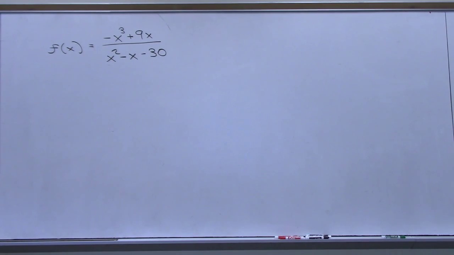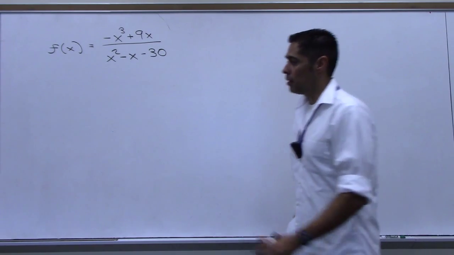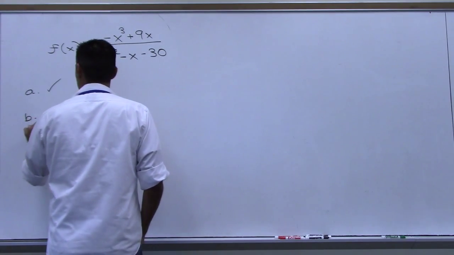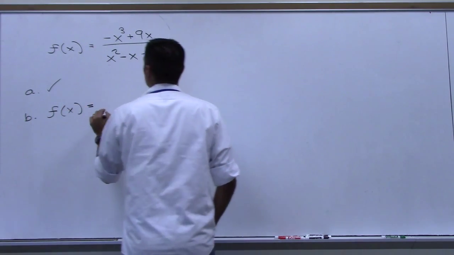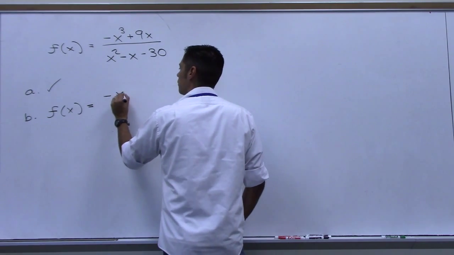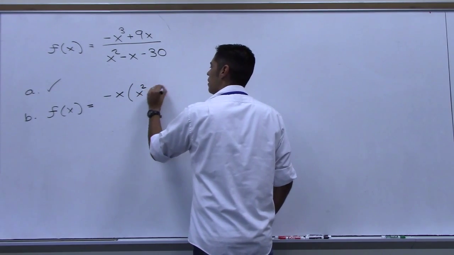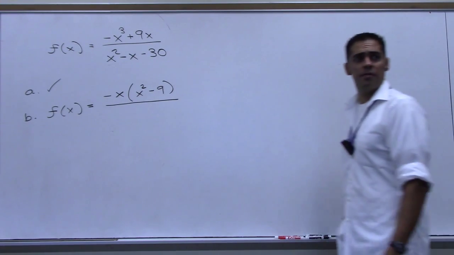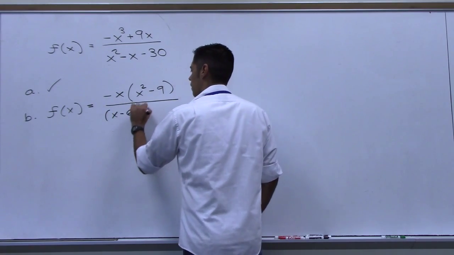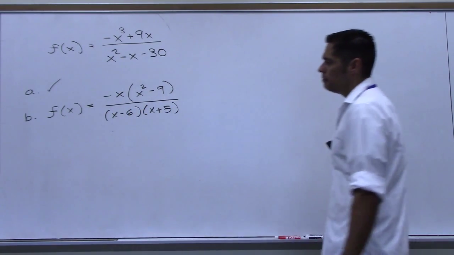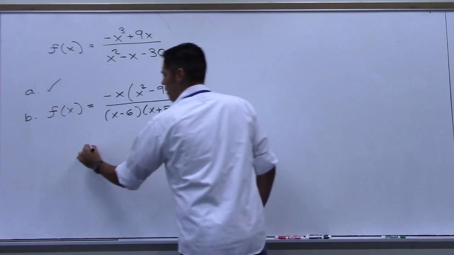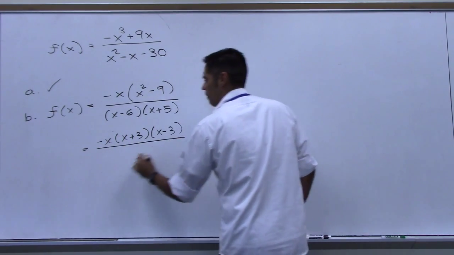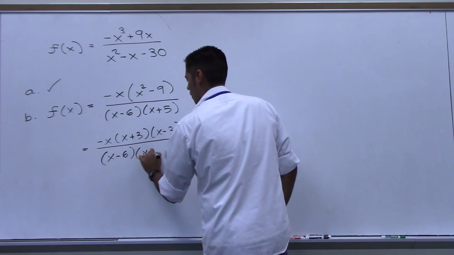All right, we're going to go quicker through this one. Step A, it's a rational function. Step B is factor. The top factors, what can I pull out? Negative x. You're left with x squared minus 9. How about the bottom? Does it factor? Minus 6 plus 5, x minus 6, x plus 5. Is there anything else I can do? Top is difference of squares. There we go.